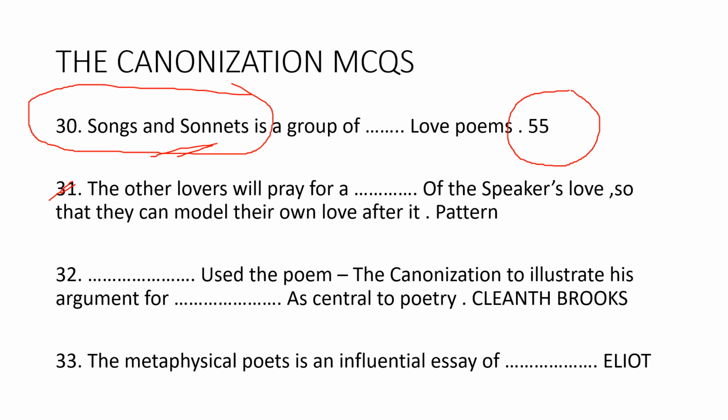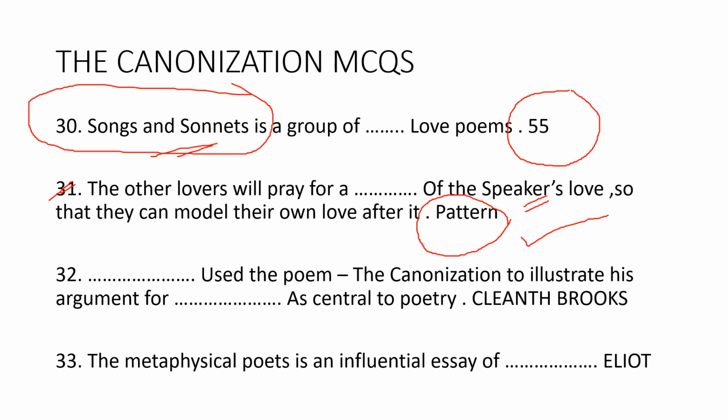Other lovers will pray for a dash of the speaker's love, so that they can model their own love after it. So they pray for a pattern. Pattern of the speaker's love.